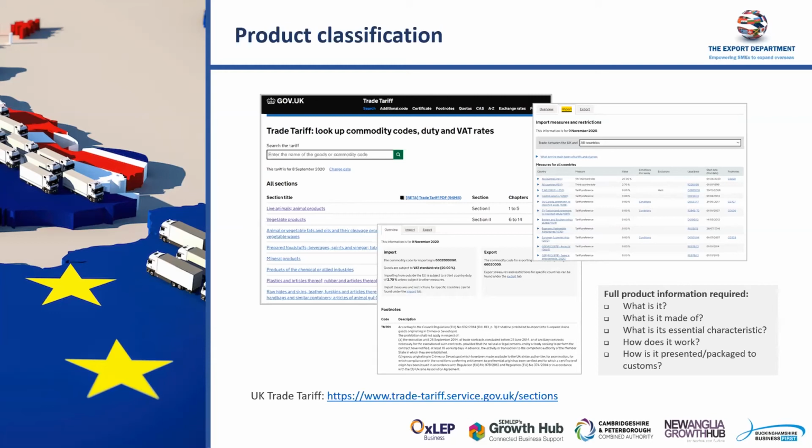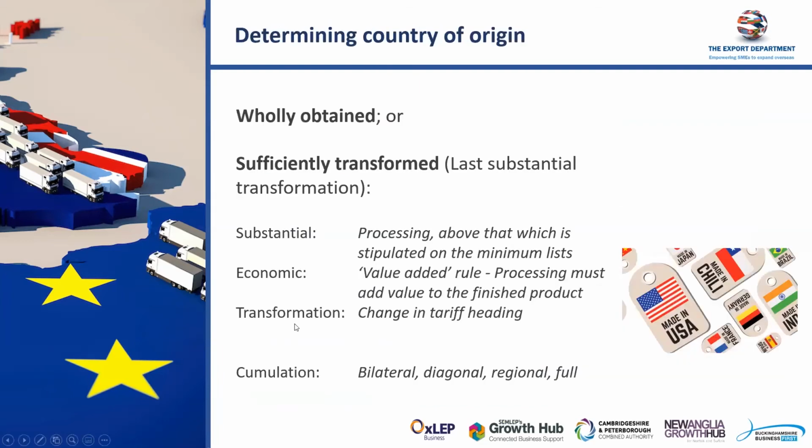We've talked about product classification before. We're talking about what the product is, what it's made of, what its essential characteristics are, how it works, and importantly, how it's presented or packaged to customs. Some commodities might have a different code depending on whether they're loose or packaged. So it's really important that you're conducting that product classification. We've talked about contacting HMRC and finding tariff information in the past, so hopefully you're remembering that.